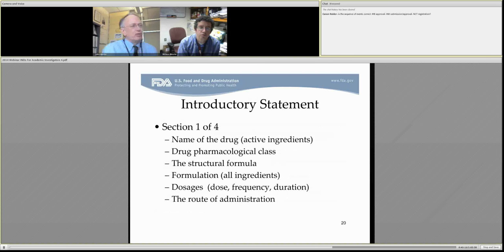The introductory statement, it's surprising how many applications we get where we really cannot tell the maximum dose of the drug you propose to use and the route of administration. You've got to get that in there somewhere for us, or we can't really move forward. The formulation means all the other ingredients. Again, if you give us the drug label, that information is usually there.